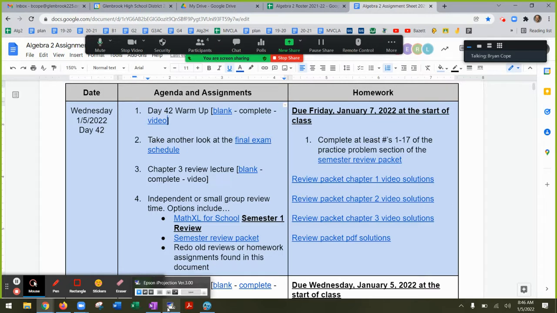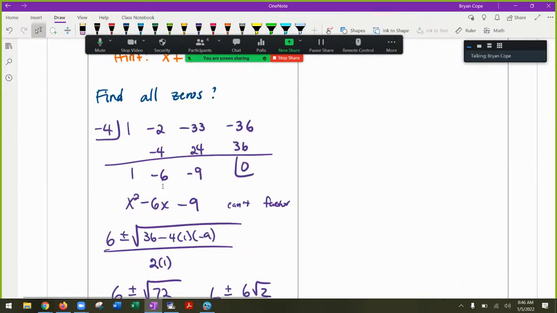That's the hint. All right? So don't bother practicing very much long division. It's always going to be doable with synthetic. Okay? All right, so let's look at the problem I just asked you to do.